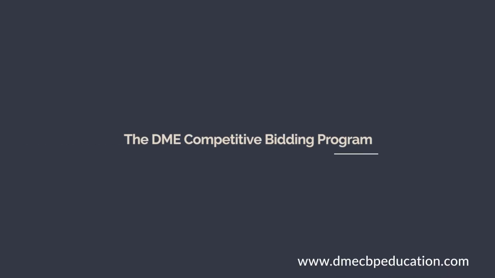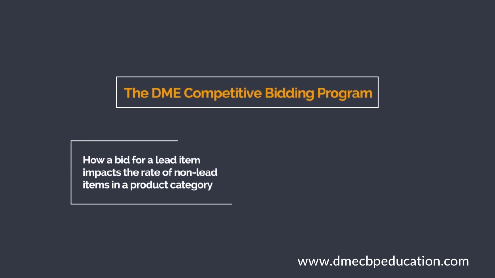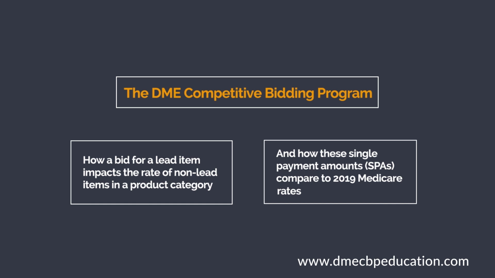The DME Competitive Bidding Program Calculator is designed to help prospective bidders understand how a bid from a lead item impacts the cost of non-lead items in a product category, and how these single payment amounts compare to 2019 Medicare rates. To use the calculator, follow these simple steps.